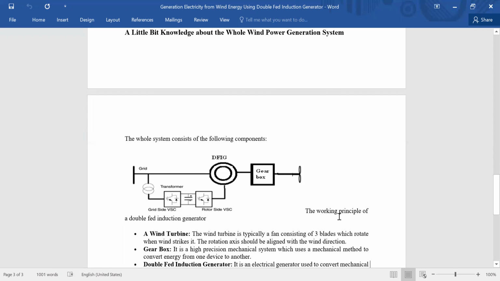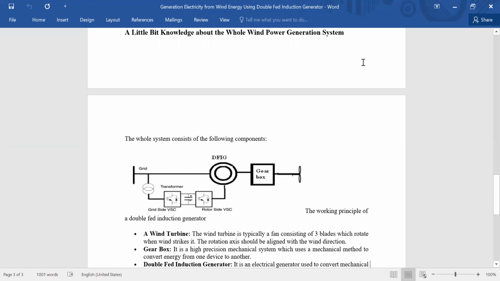So a wind turbine is typically a fan which has three blades, and which rotate when the wind is blowing or striking them. Whatever the wind direction, the axis of rotation should be aligned with the wind direction.